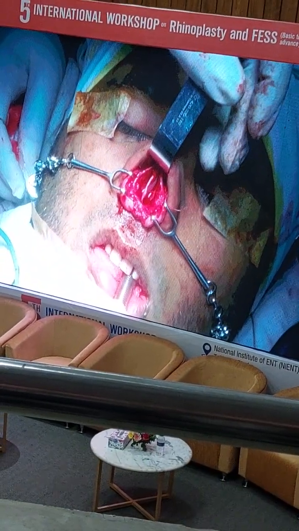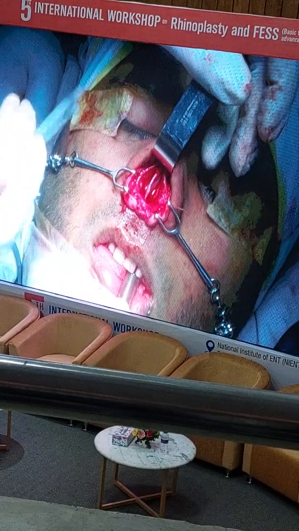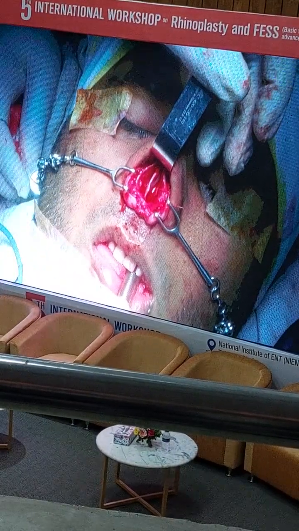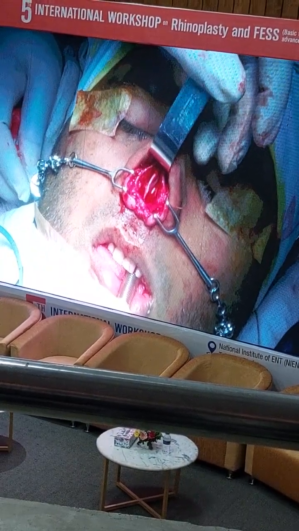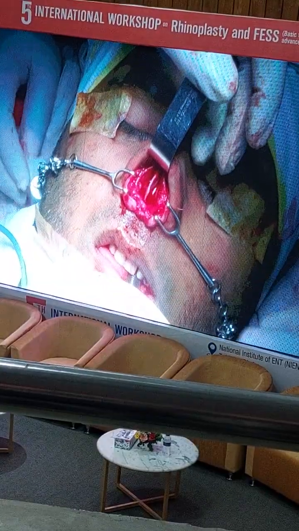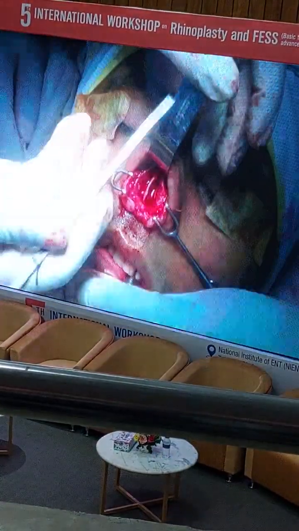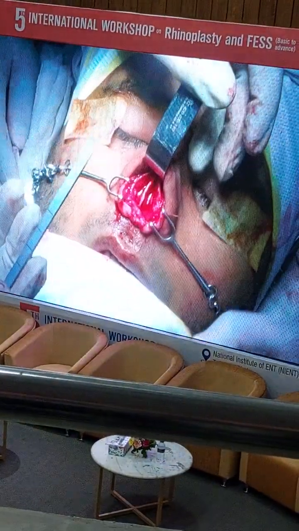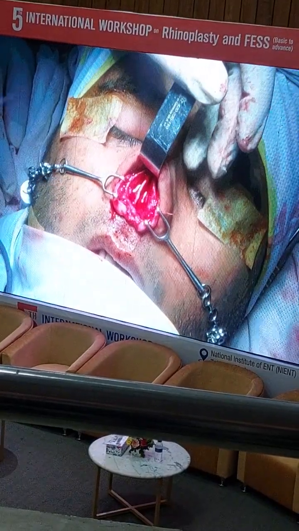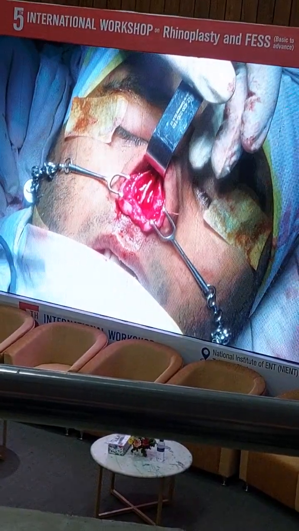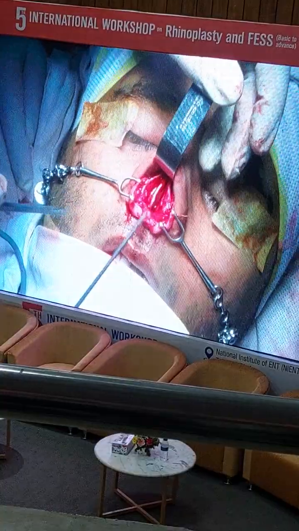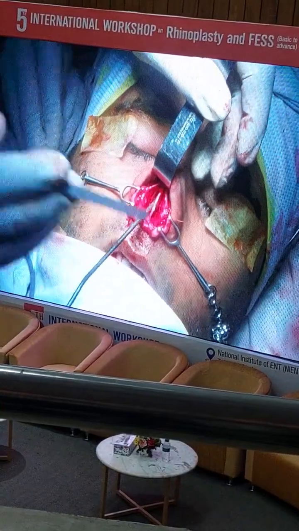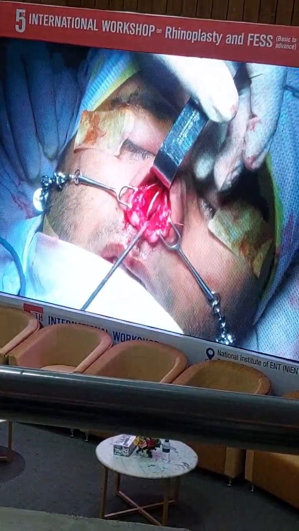Number one, the indication. Why do we use the paramedian osteotomy? For straightening of the dorsum. Number two, which osteotome to use. For paramedian osteotomy, we usually use a 3 mm osteotome. And number three, what is the pattern of your osteotomy, either in the superior oblique manner or in the spread manner.